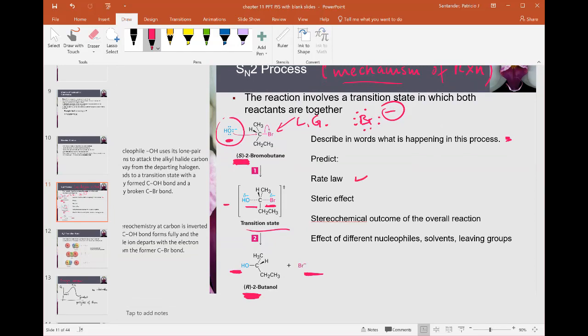So rate law, we already know that. If you double the concentration of the nucleophile and double the concentration of the substrate, the overall rate of the reaction will be times 4, right? So you can predict that very easily. How about the steric effect? What can I say about how much influence will be by the nature of the R groups that I have here? Well, you can already guess that because the approach of the OH is from the backside, it will be more convenient to have groups that are rather small, right?